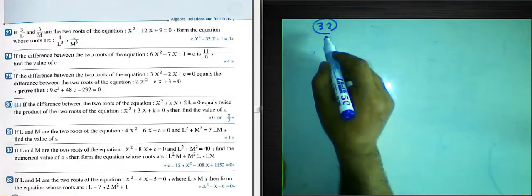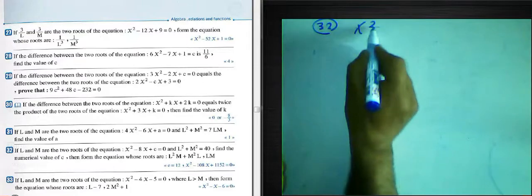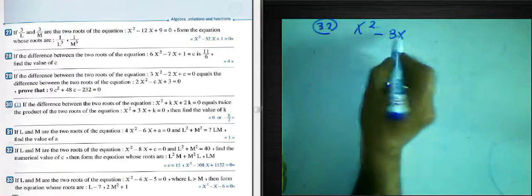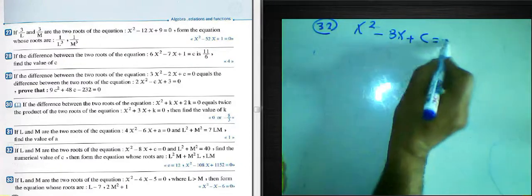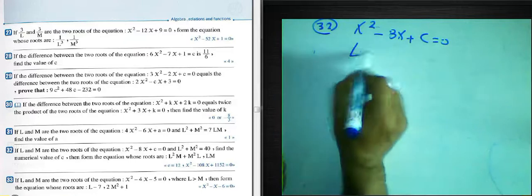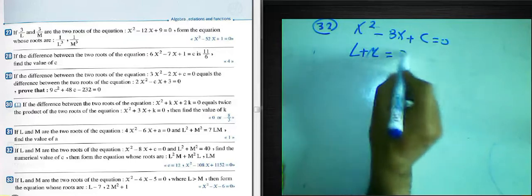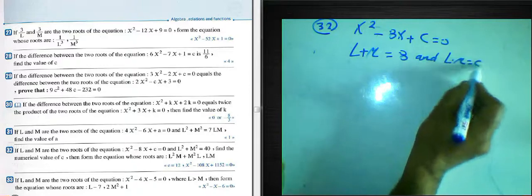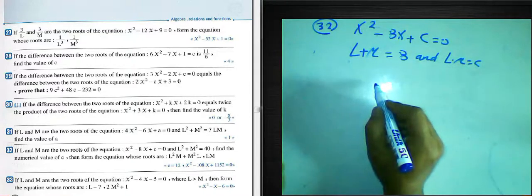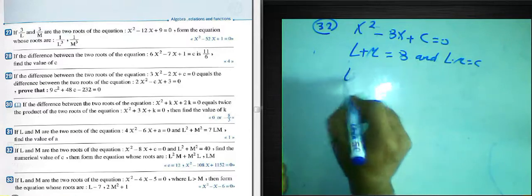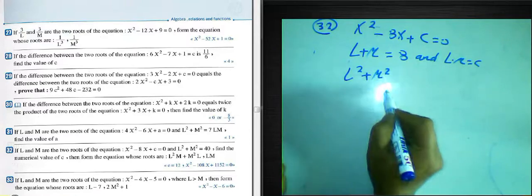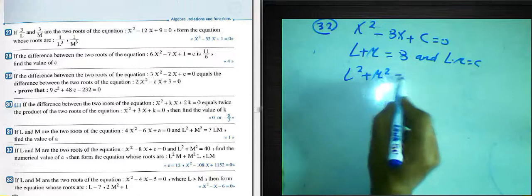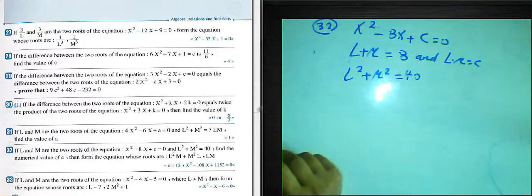If L and M are two roots of the equation x power 2 subtract 8x plus C equal 0, we can write L plus M equal 8 and L product M equal C. He gives us a relation about L power 2 and M power 2: L power 2 plus M power 2 equal 40. Find the numerical value of C, then form the equation.